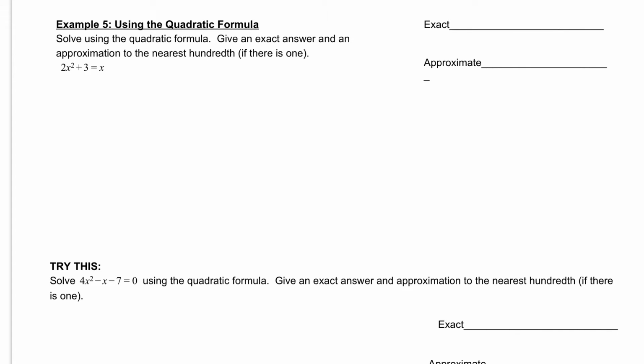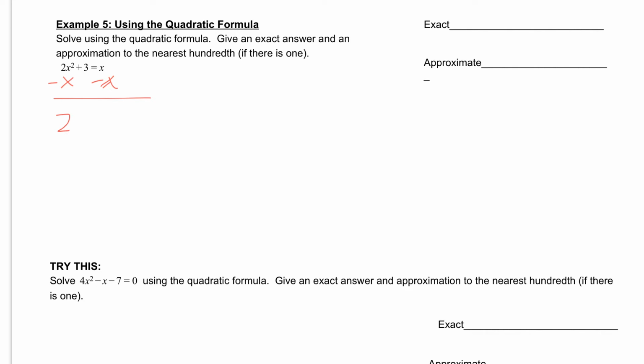This is not set equal to 0, so what we need to do is move this x over to the other side. And to move that over to the other side, all we have to do is subtract x from both sides. If we look at the left-hand side, we have a 2x squared, a 3, and a negative x. There are no like terms here, but when we rewrite this underneath, we want to do it in the right order. So we want our x squared term, then our x, and then our constant. So it stays with the ax squared plus bx plus c.